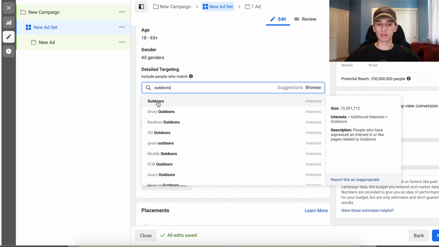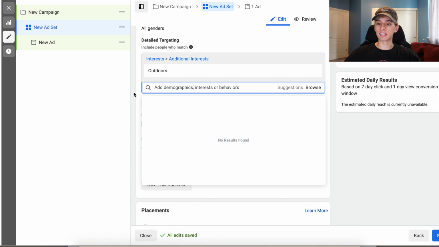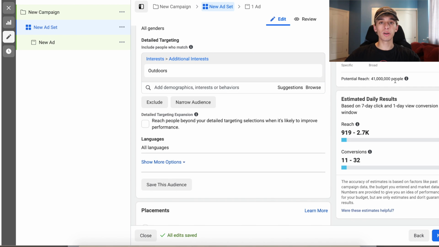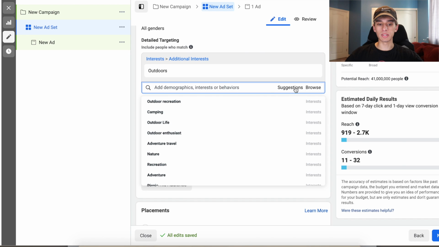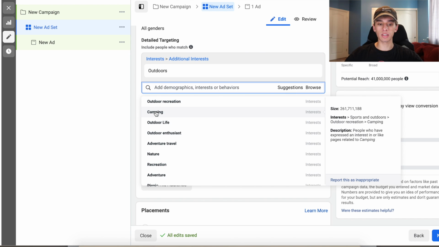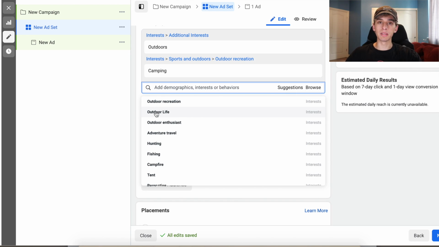So we have outdoors, we have real tree outdoors, go outdoors. We'll just pick outdoors and we'll see the audience size for this. So it is, I'm waiting for it to load, 41 million. So we're going to click suggestions and we see camping. Camping could definitely work if I had kids or if I had like a family. I do have a family.